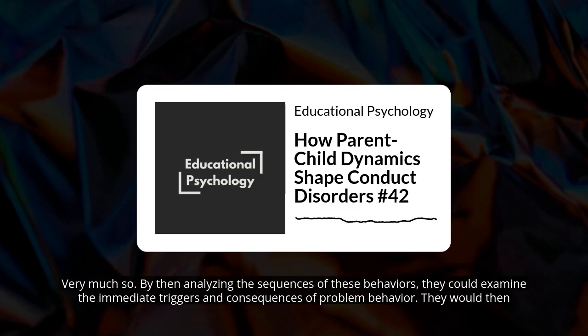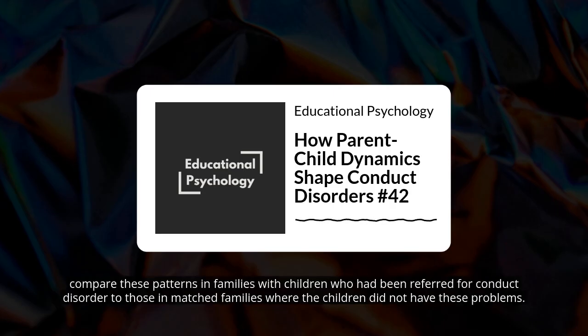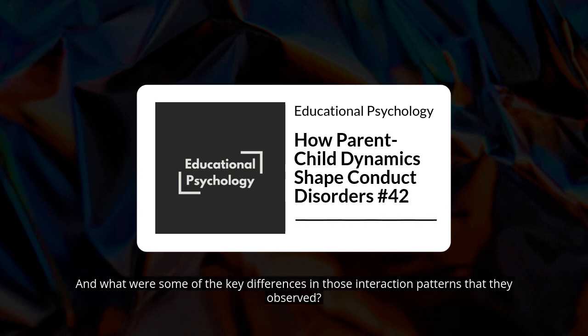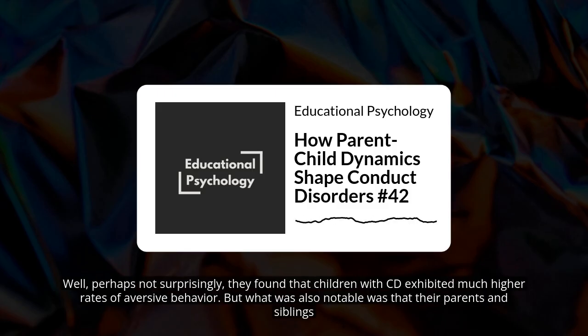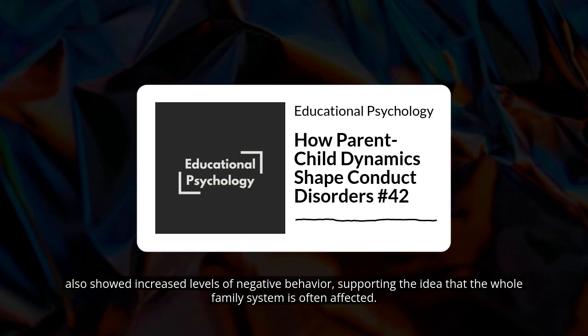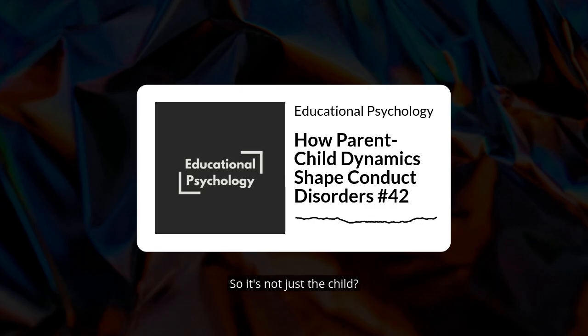Very much so. By then analyzing the sequences of these behaviors, they could examine the immediate triggers and consequences of problem behavior. They would then compare these patterns in families with children who had been referred for conduct disorder to those in matched families where the children did not have these problems. And what were some of the key differences in those interaction patterns that they observed? Well, perhaps not surprisingly, they found that children with CD exhibited much higher rates of aversive behavior. But what was also notable was that their parents and siblings also showed increased levels of negative behavior, supporting the idea that the whole family system is often affected. So it's not just the child.